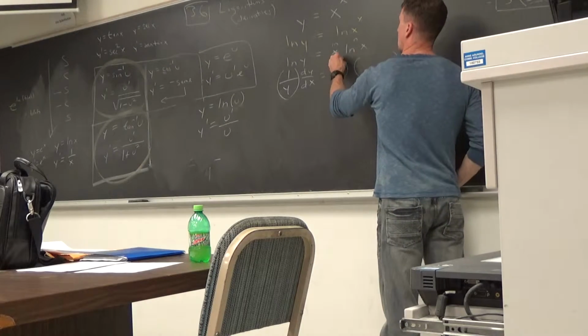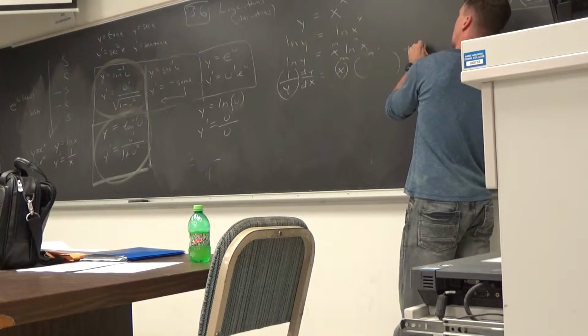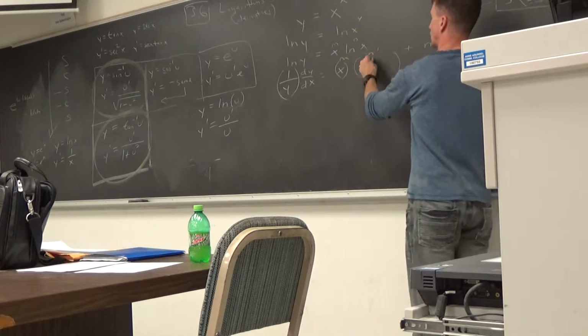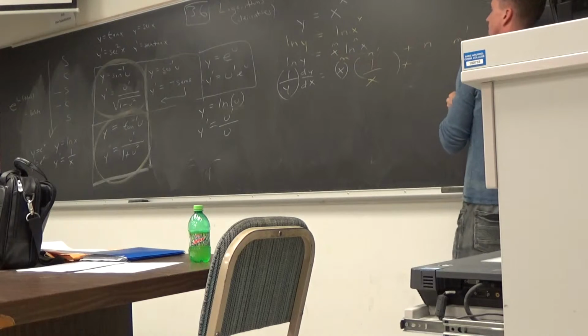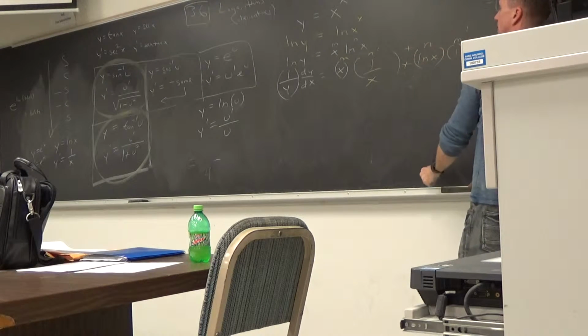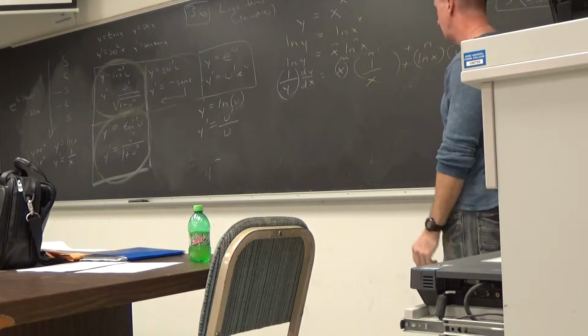So what I'm going to do, m times n prime plus n times m prime. So it's going to be x times 1 over x, good, plus ln x, I'll put parentheses around it, times 1. Now all you gotta do is get dy dx by itself, you're done.